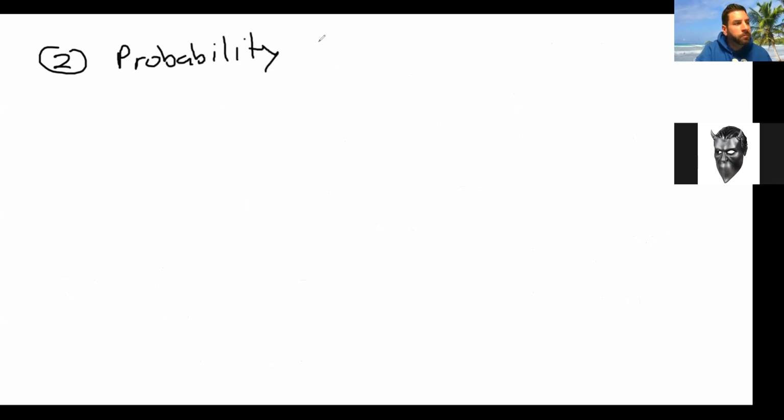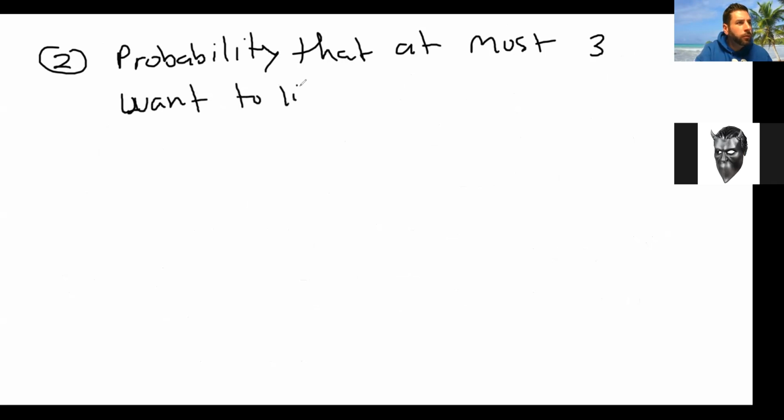The second thing we want to ask or answer is the probability that at most 3 want to live on the coast.